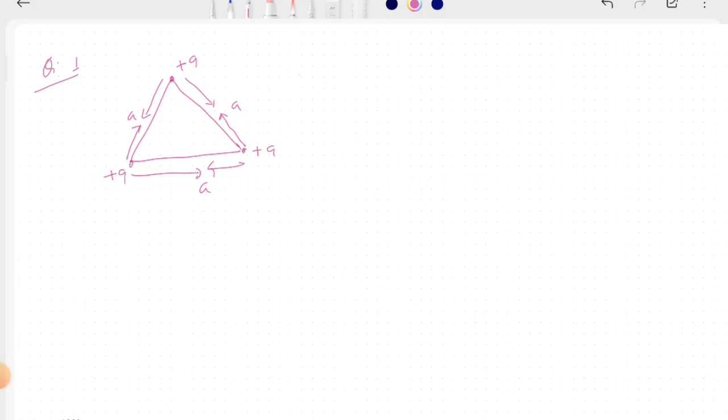Calculate the energy of these configurations. So we take the very basic case actually. So this is question 1, and let's take another question for the second question.